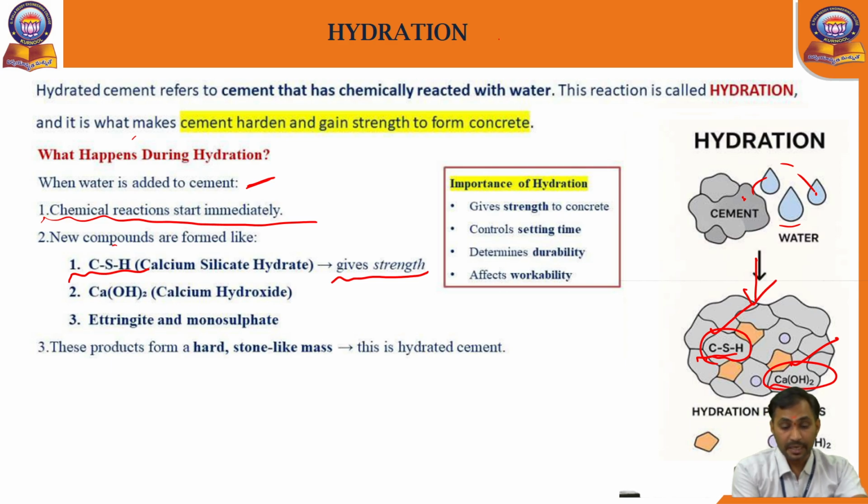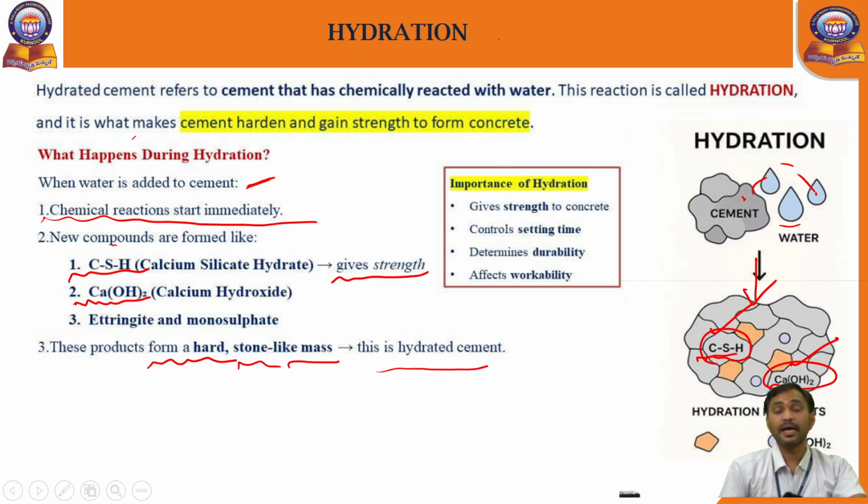Next, again it forms calcium oxide, and also ettringite and monosulfate type of materials will be present, and these products form a hard, stone-like mass. This is a hydrated cement. So automatically in the cement powder, when we add the water, it starts the binding. How the strength will come is because of these two types of chemically reacted compounds that will be formed. So this concept is nothing but the hydration.